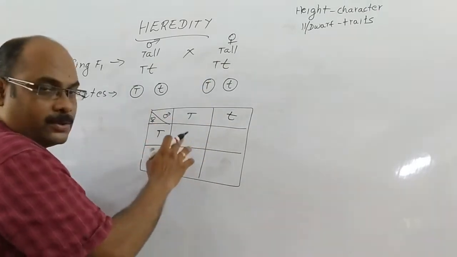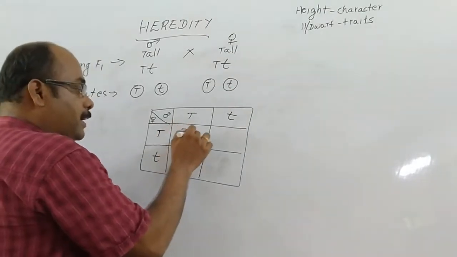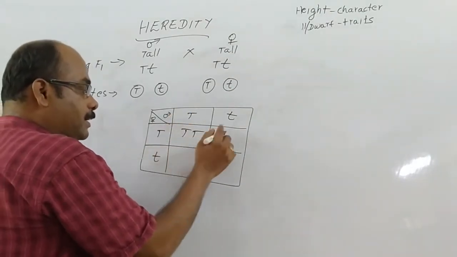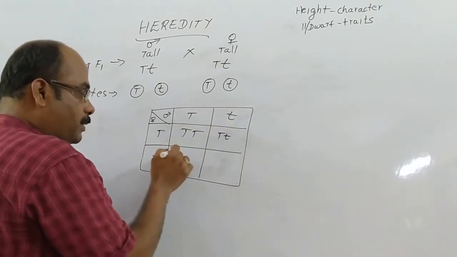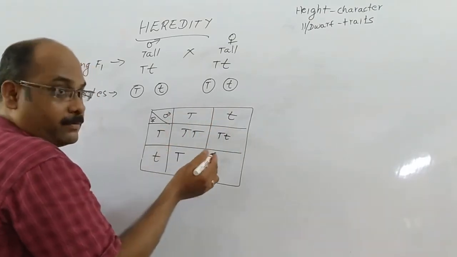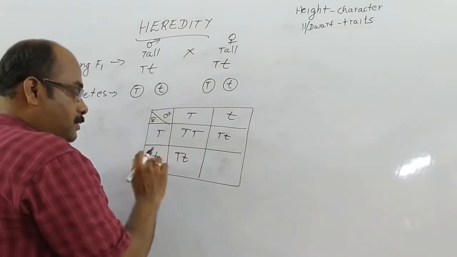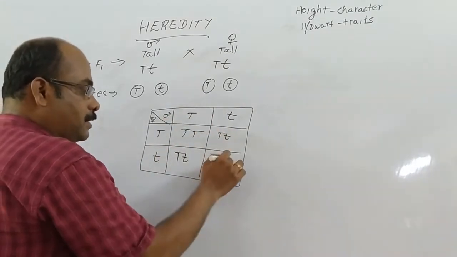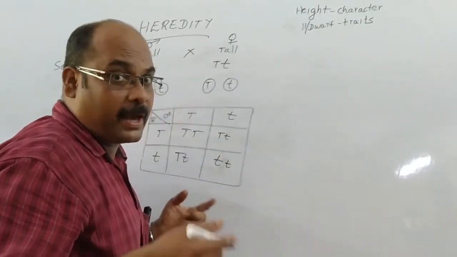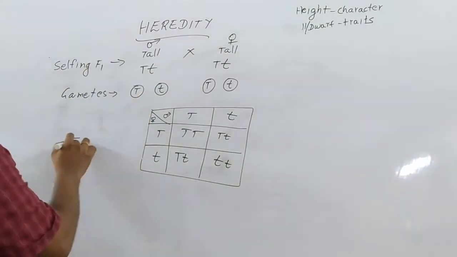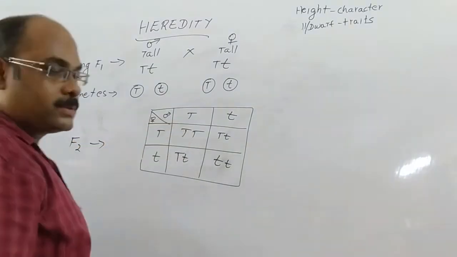In these four cells, you have to write the combination. Capital T, capital T, here capital T, then small t. Simply write the combinations, and always write the capital one first. Capital T, small t, here small t, small t. So this is the next generation. Which generation will this be? F2 generation.